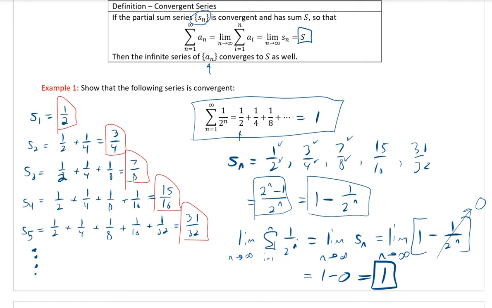So that's how we use partial sums. We found what those values were in those partial sums. We made a sequence of those, and we were able to define that sequence.